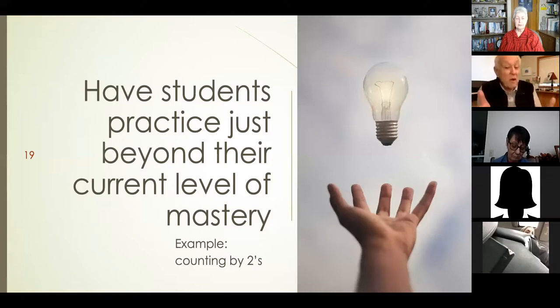And that's so important, because if they're stretching, they're having to think, and that's what you want. You don't want them just going through the motions. You want them to be thinking about what it is that they have to do. And if the material's too easy, they just get bored.